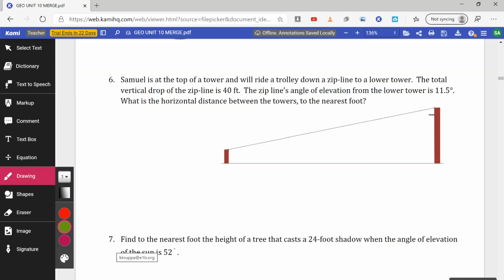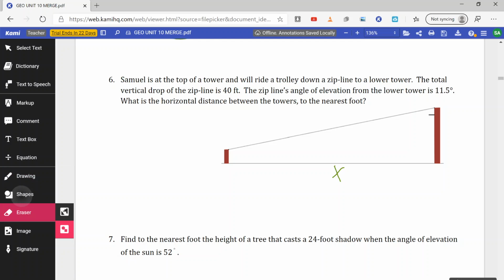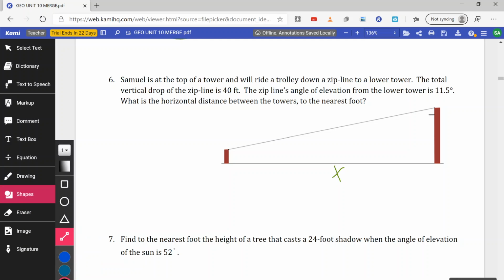Now, basically, from here to here is what we're trying to find, our unknown. However, it does give us a few clues about where we're going to be working. We are told the angle of elevation from the lower tower to the top tower is 11.5. Now, we're not starting down here. We're starting up here at the top of the smaller tower. So the angle of elevation is actually going to be from the top of the smaller tower to the top of the bigger tower. Notice the distance is still the same, whether it's the bottom line here that I labeled X or whether it's up here. It's still the value of X.